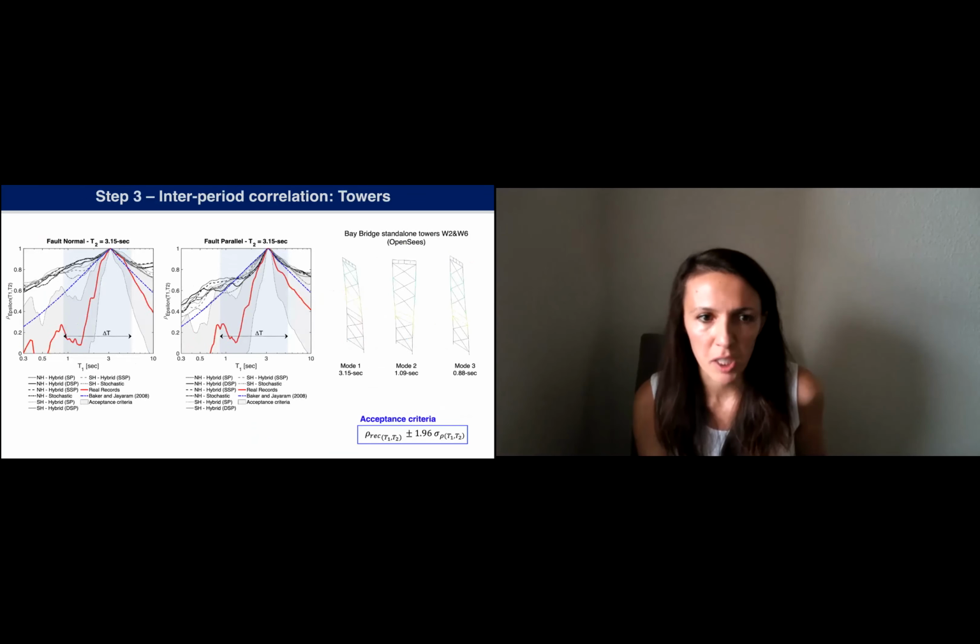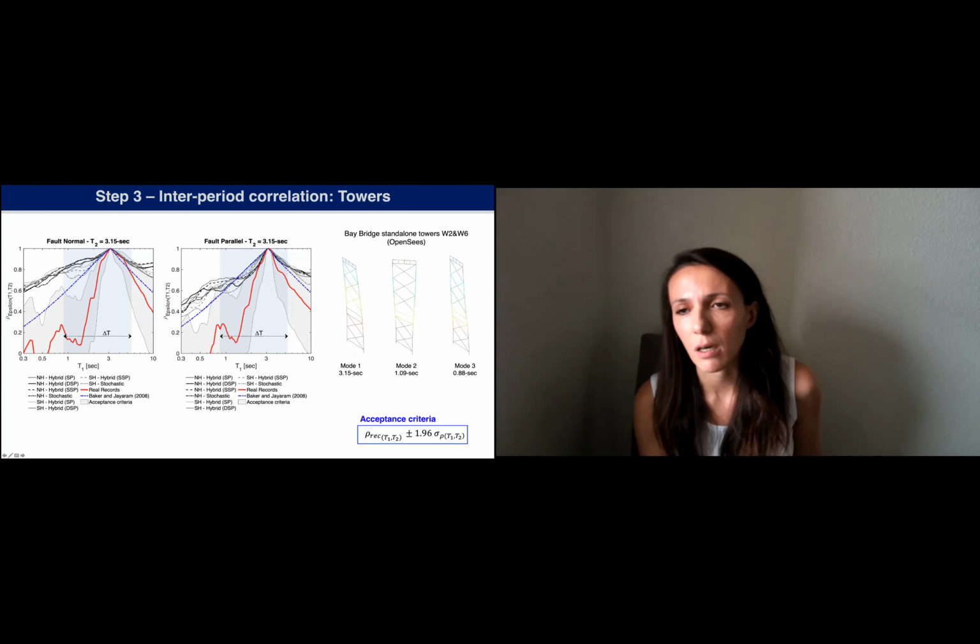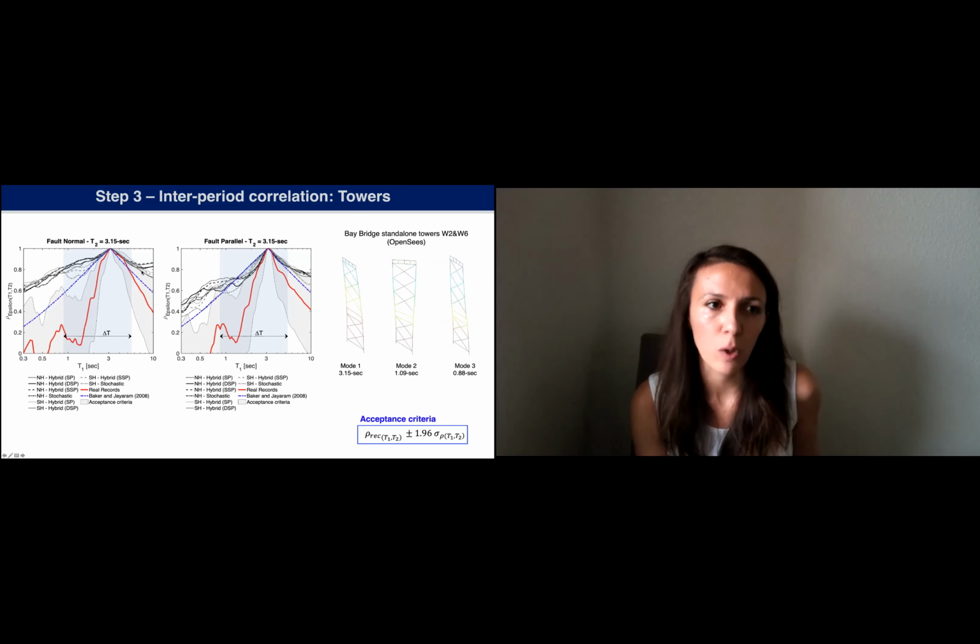Here, for example, is the same type of analysis extended to a different conditioning period, which is 3.50 seconds, corresponding to the fundamental period of vibration of one of the two topologies of the towers we have in the Bay Bridge. And again, you see a consistent tendency, especially in the fault normal component, to overestimate the correlation, particularly when we look at correlation with shorter periods.